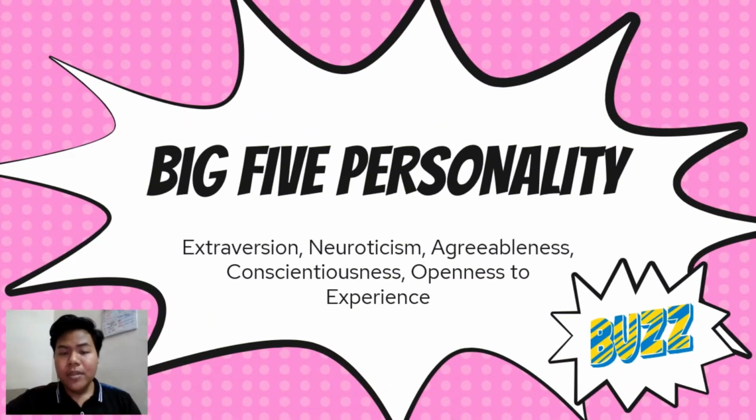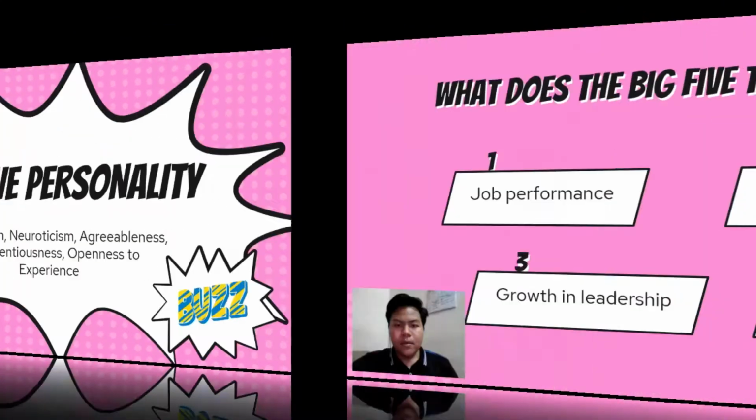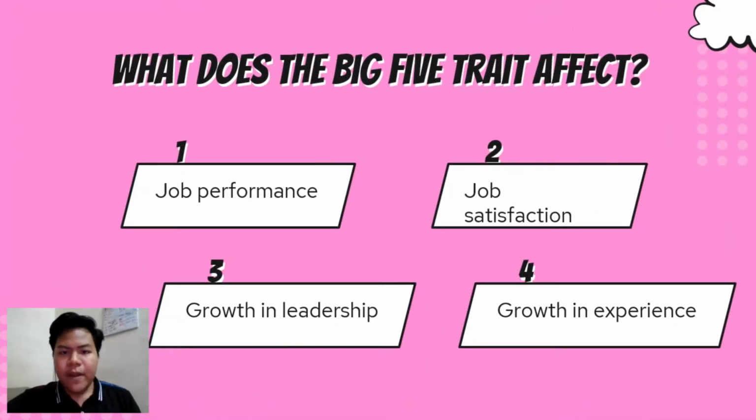Hi, I am Taib Arash. So I will talk about the Big 5 personality. So there are 5 dimensions of personality, which are extraversion, neuroticism, agreeableness, conscientiousness, and openness to experience. Of course, each of them has specific traits and characteristics. So by learning this model, we are able to understand people and help us manage organizational behavior. Generally the Big 5 traits affect organizational behavior in job performance, job satisfaction, growth in leadership, and growth in experience.